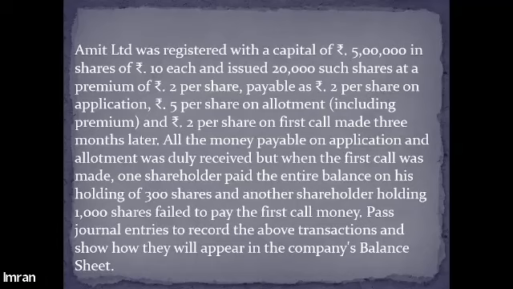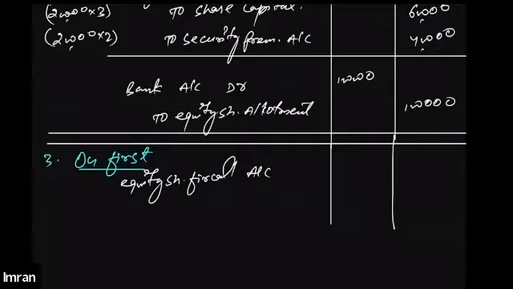Okay. And further it says that another shareholder holding 1,000 shares failed to pay the first call. One of the shareholders who was holding 1,000 shares did not even pay the first call, even after being asked for payment. That means these calls are still in arrears. The payment regarding 1,000 shares is in arrears. Is that right?